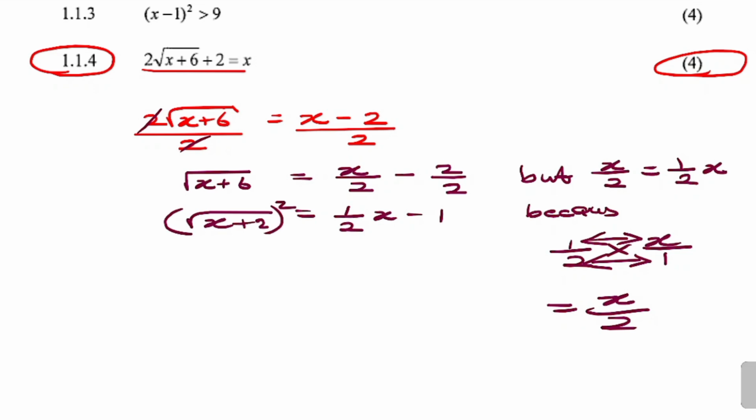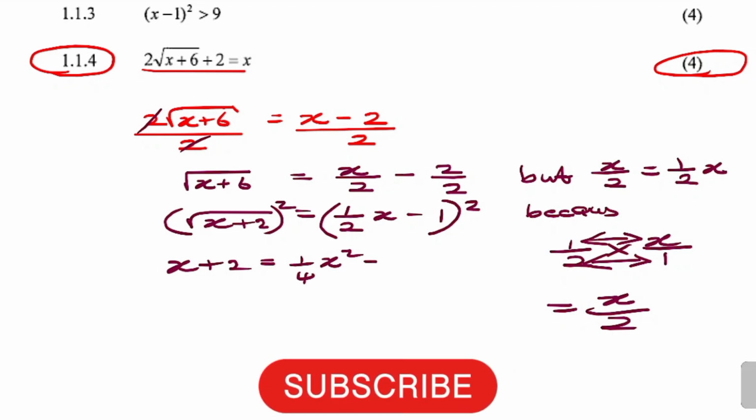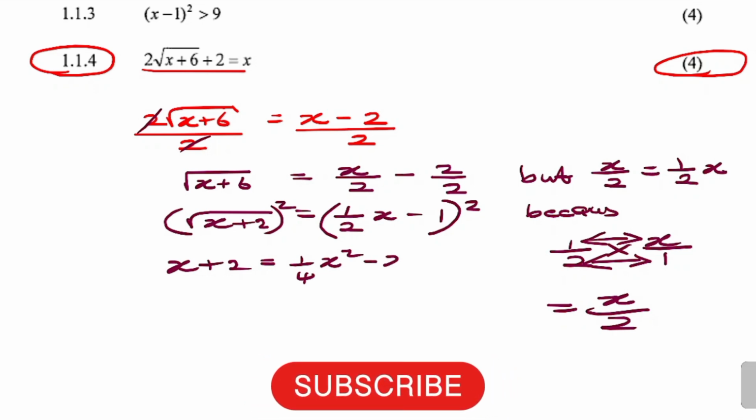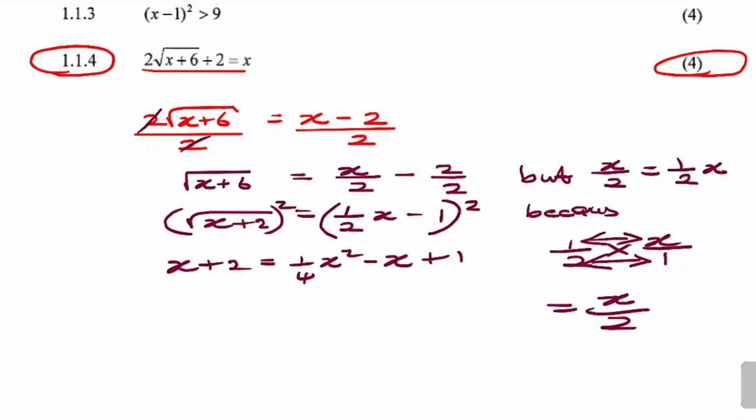Now we can square both sides properly to remove the root, right? So it will be x plus 2 is equal to 1 over 2. But guys, instead of opening the big brackets, there's a smart way of doing it. Just follow the link in the corner. You will see I explained how it's done, right? So here we're going to have 1 over 4 x to the power of 2 minus x plus 1.